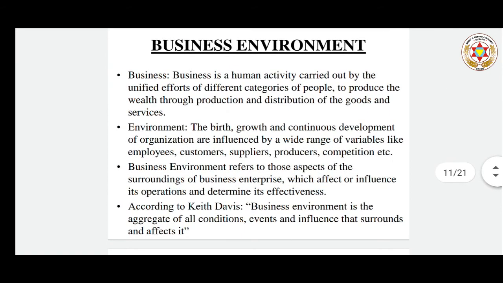It is divided into two, that is the business and the environment. Business is the human activity carried out by unified efforts of different categories of people to produce wealth through production and distribution of goods and services, whereas the environment is where the birth, growth, and continuous development of organizations are influenced by a wide range of variables such as employees, customers, suppliers, producers and competitors.